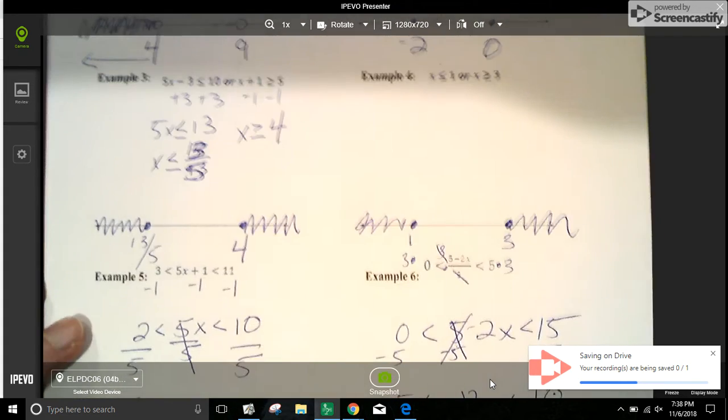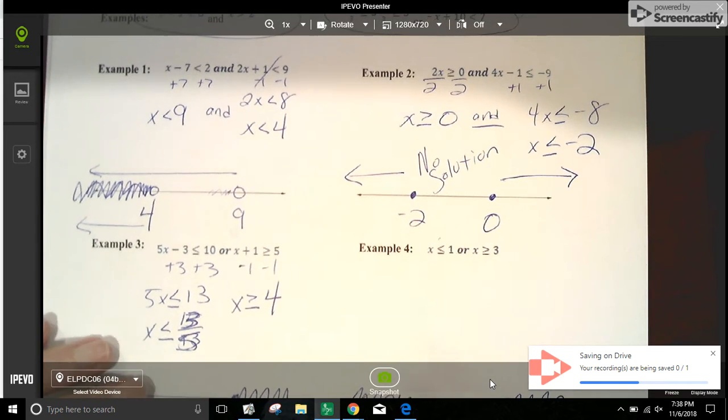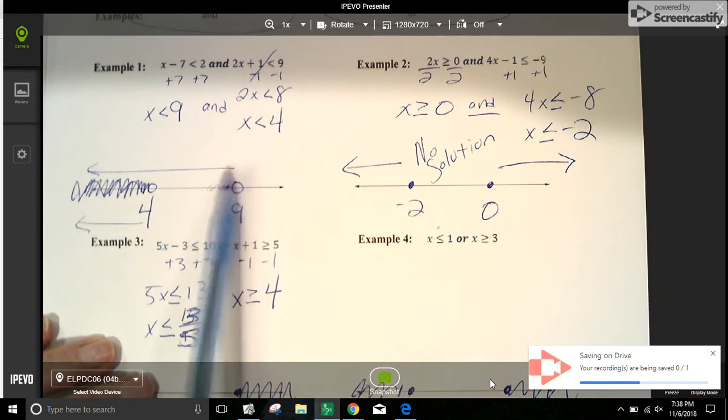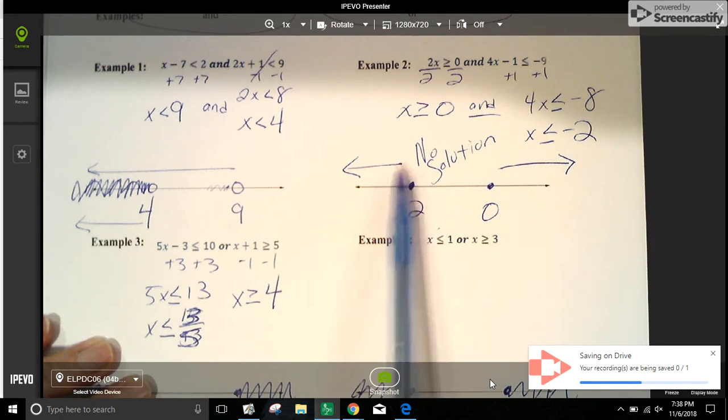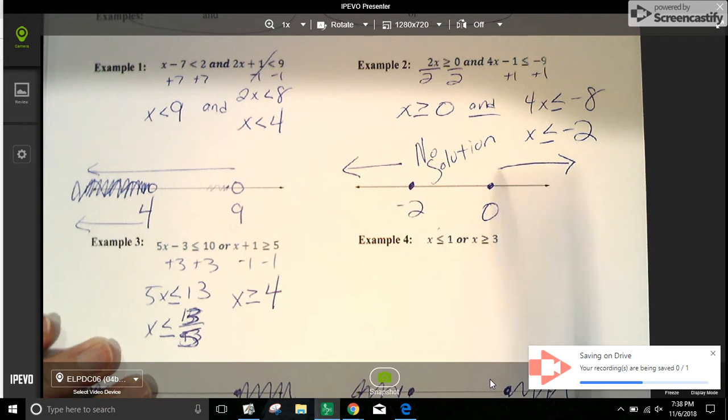So we went through a lot today. We're going to practice tomorrow. But if they're and statements, these are the special cases. You're looking for where they overlap. And if they don't overlap at all, you don't have a solution. So this one overlapped to the left. This one didn't overlap at all.